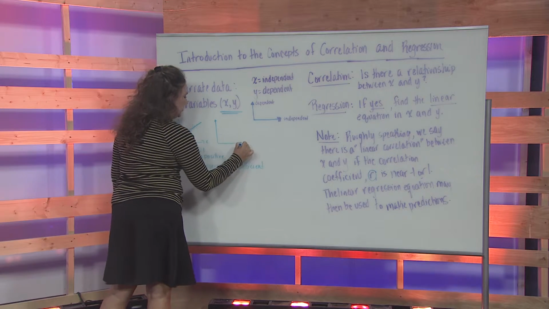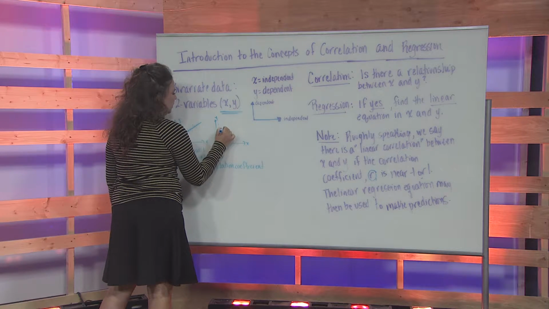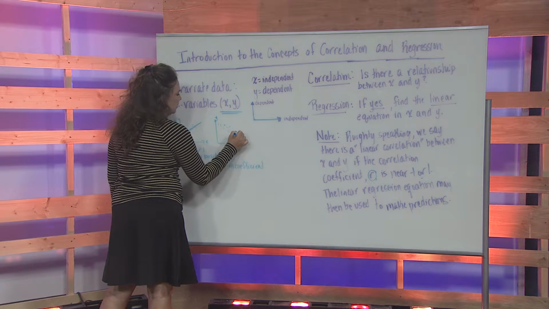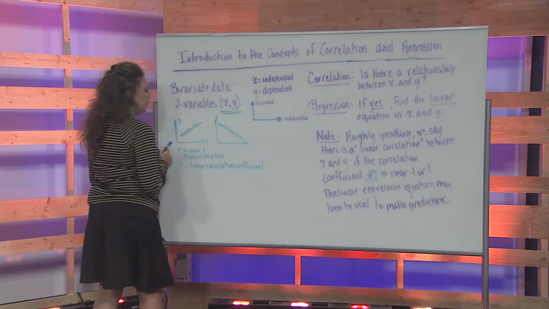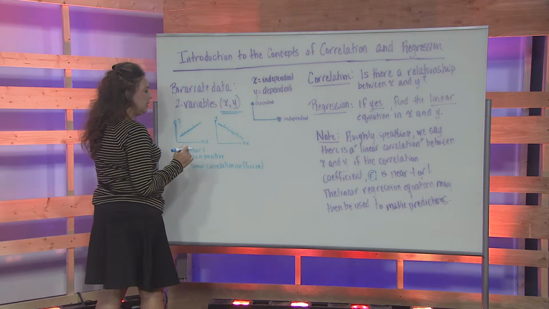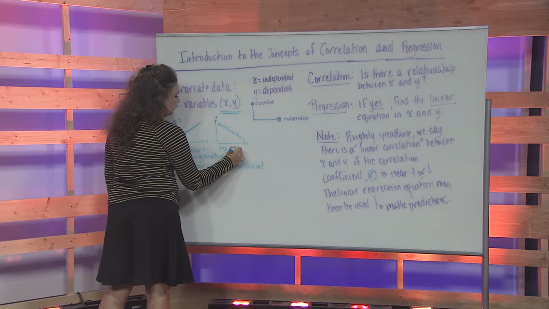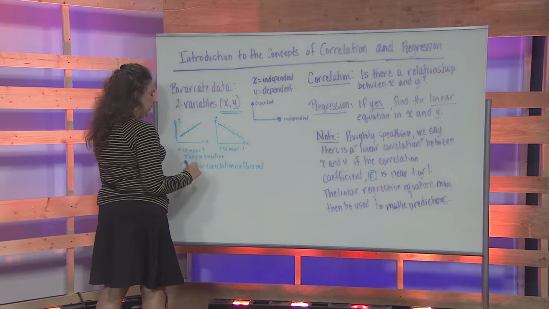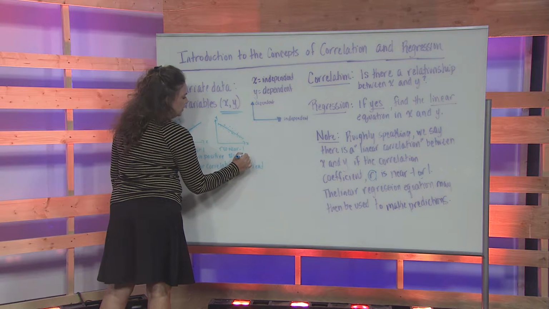We can have another situation. So X and Y, and we have some paired data and plot those data points. And in this case as well, it looks like they're pretty close together, but the line is going down. So here R is near -1. So if R is near -1, the slope is negative.